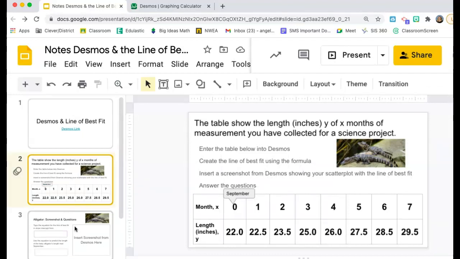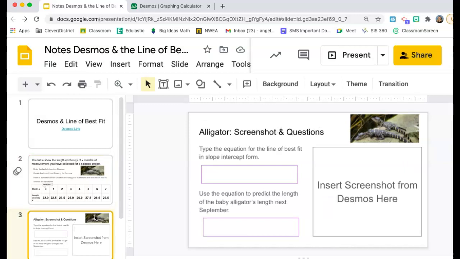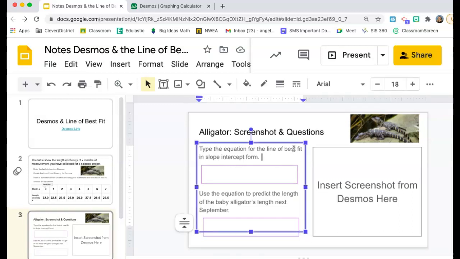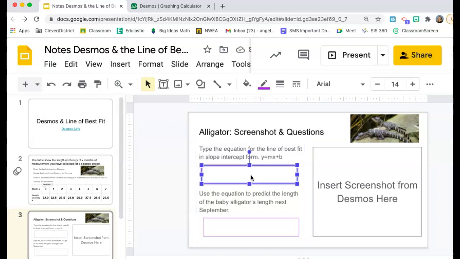So let's go ahead and take a look at our questions. Up first, it says type the equation of the line of best fit in slope-intercept form. So really, what is it asking you for here? Y equals mx plus b, right? Well, we know m and b, so we're going to use that information. So y equals, well, we said it was 1.14, and that was the m, so x plus, we said 21.58. So there's your y equals mx plus b.